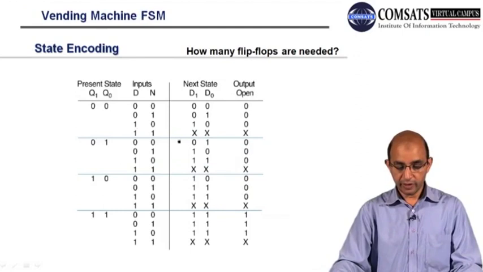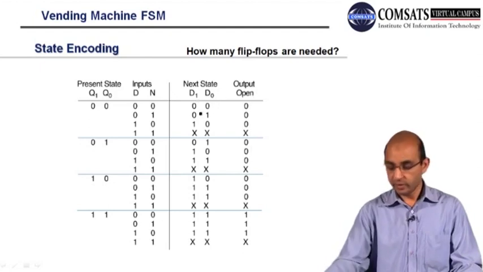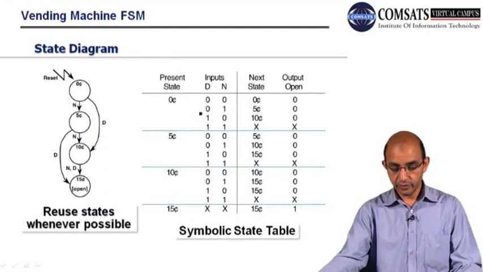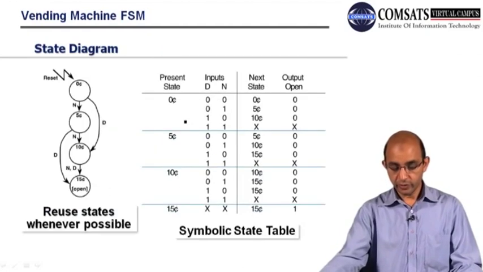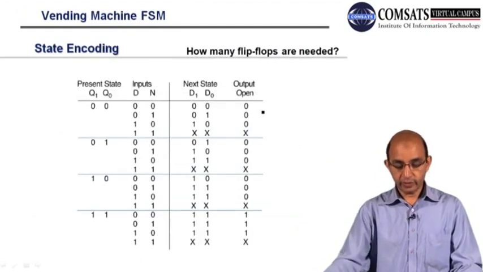Here again we have mentioned those different D's, D1, D0, so we have also encoded. So 0 0 is 0 cent, 5 cent is 0 1, and 10 cent is 1 0. And this 1 1 is the race condition, or this is not allowed.